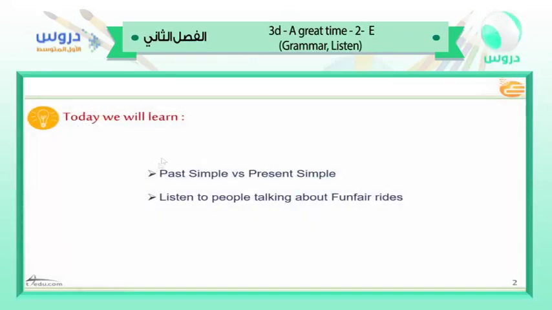Today we will learn number 1, past simple versus present simple. So today we will learn what is the difference between the past simple and the present simple. The second thing, we will learn how to listen to people talking about funfair rides, and how we can get specific information from the listening to those people talking about funfair rides.